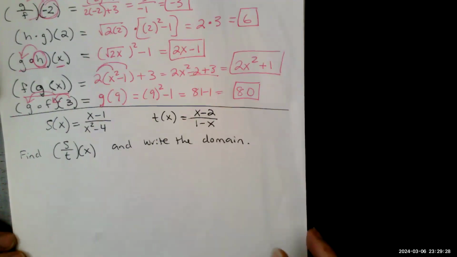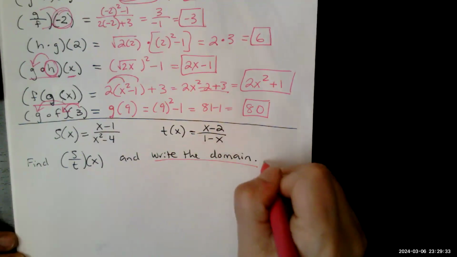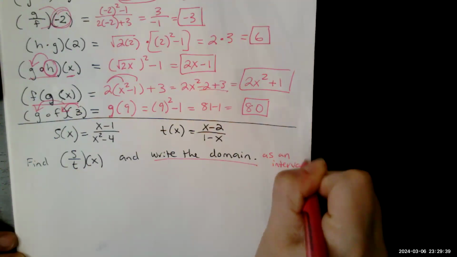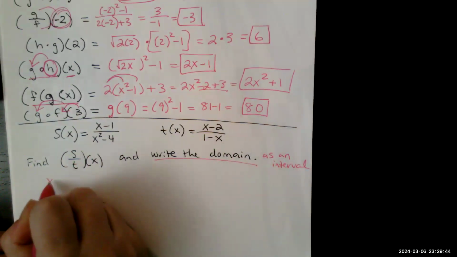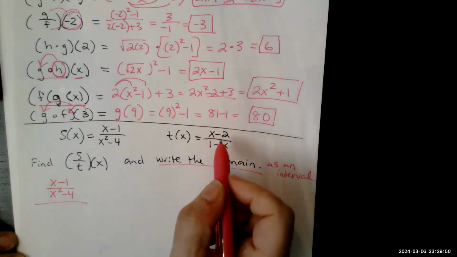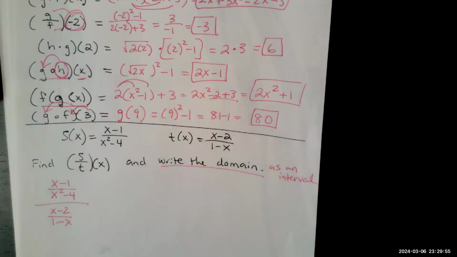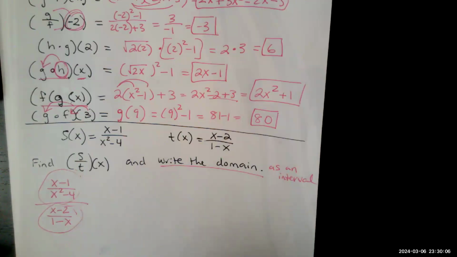Okay, same type thing, but with some fractions. And they're also going to ask us to write the domain. And I believe they wanted to write it as an interval. But first, let's just deal with what S over T is. So if my S is x minus 1 over x squared minus 4, and my T is x minus 2 over 1 minus x, I'm now going to be able to change this because this really is saying this function is being divided by this function.